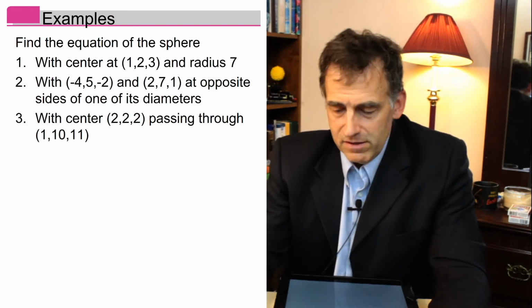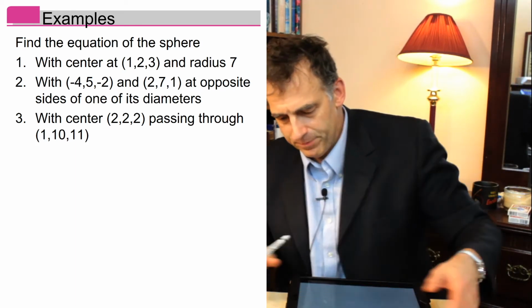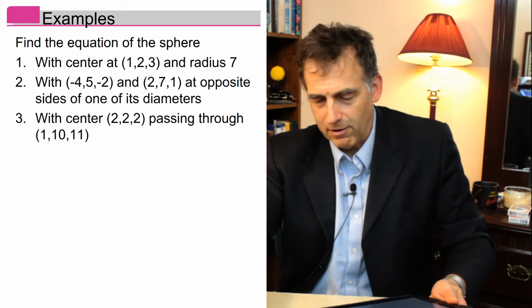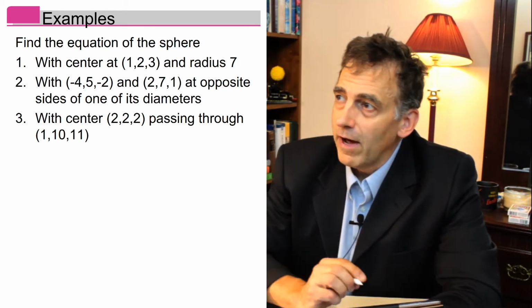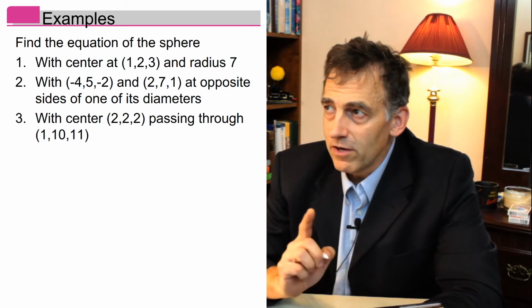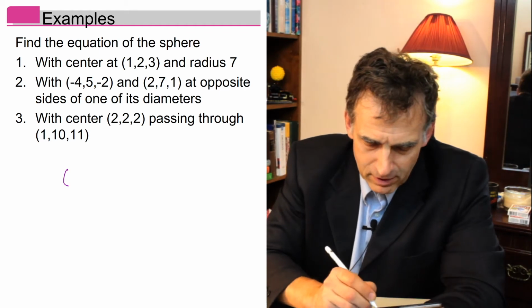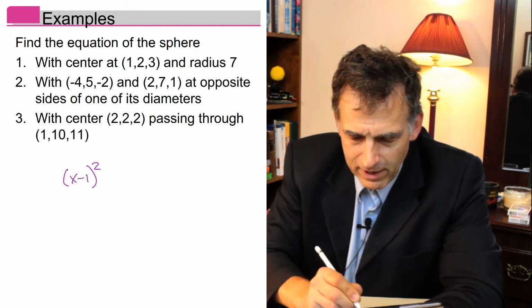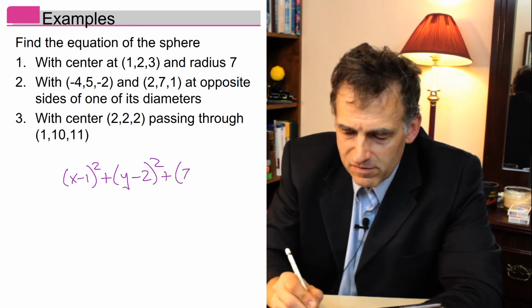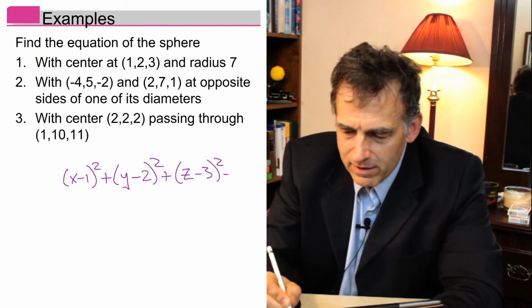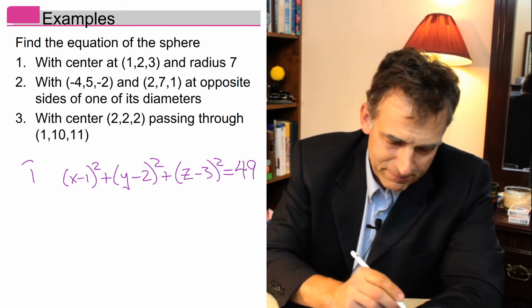So let's go ahead and see if we can find some equations of spheres. This is going to require a little bit of algebra, but you can handle this. We want a sphere with a center at (1, 2, 3) and a radius of 7. That's actually quite simple. We have (x minus 1) squared plus (y minus 2) squared plus (z minus 3) squared is equal to 7 squared. And that's it. So there's number 1.